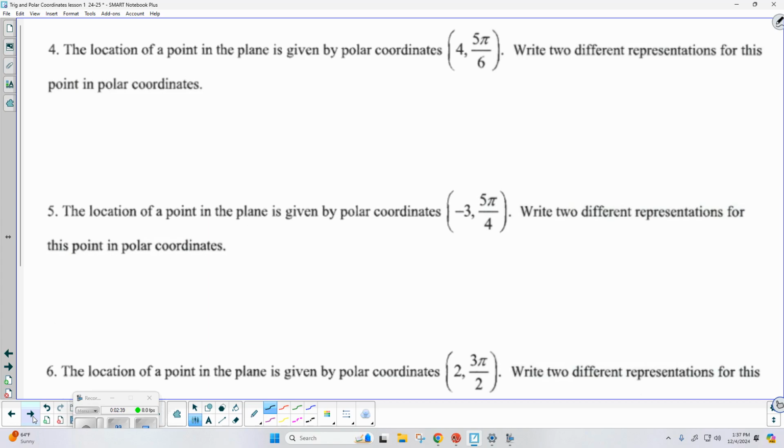Okay, so number 4 says the location of a point in the plane is given by this polar coordinate, 4, 5 pi over 6. Write 2 different representations for this point in polar coordinates. We're going to change this. We're actually going to do it with 3 points, just like we did on the notes before Thanksgiving. We're going to write 1 point where the radius stays the same, and then 2 additional points where the radius changes signs.